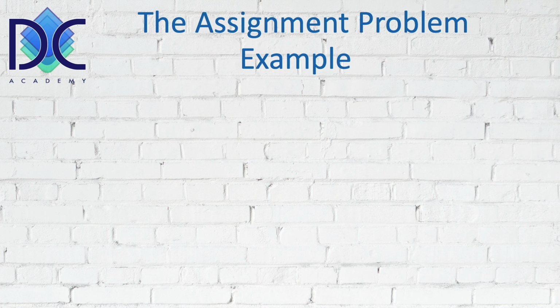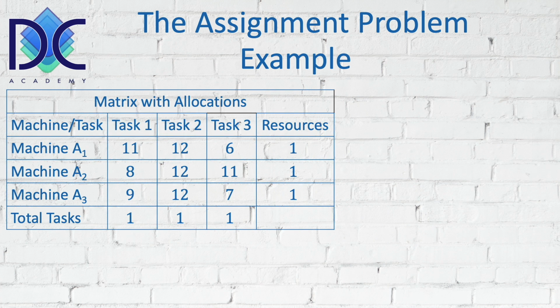Let's have a look at the assignment problem with an example. Here we have the matrix with the different allocations, basically with the costs. We see that for row 1 we have costs of 11, 12, and 6. For row 2 we have costs of 8, 12, and 11. And for row 3, 9, 12, and 17. And we know that the sum of the resources allocated to the different activities per row has to be smaller than or equal to 1, and for the columns the total has to be equal to 1.